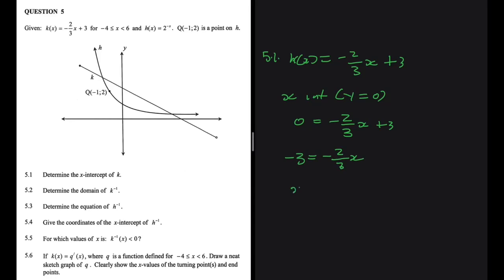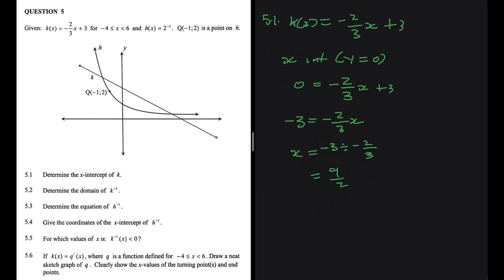So we're going to have x being equal to minus 3 divided by minus 2 divided by 3. So if you put that in your calculator, you should get x is equal to 9 divided by 2, or x is equal to 4.5, right? It is the same thing. So the coordinates for our x-intercept, we have 9 divided by 2 and 0 for the y-coordinate, right?